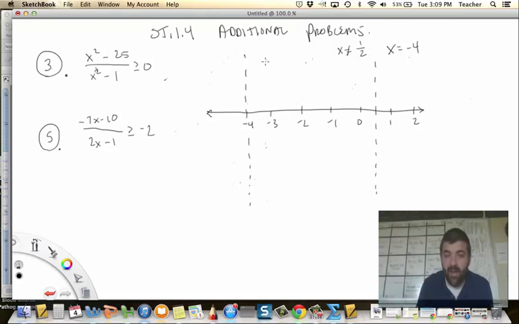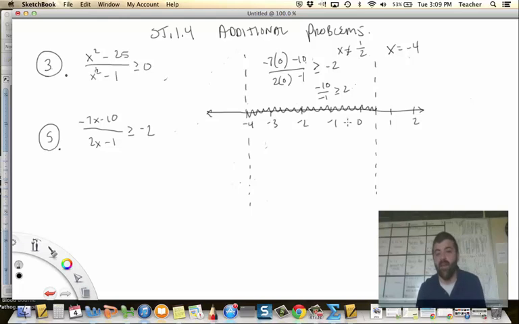So if I test this, I'm going to have negative 7 times 0 minus 10 over 2 times 0 minus 1 is greater than or equal to negative 2. Well, in this case, it would be negative 10 over negative 1, which is 10, greater than or equal to negative 2. I would say that's correct. 10 is greater than negative 2. So this is a solution to this particular problem. Everything that includes 0 inside these fence lines.